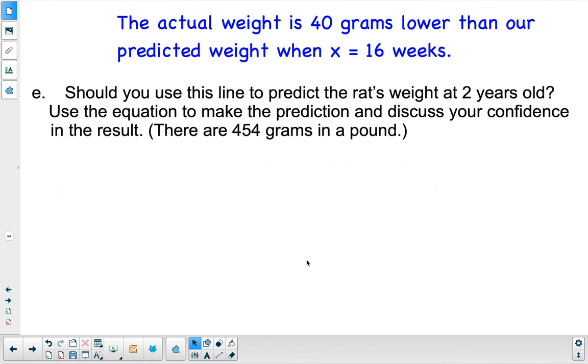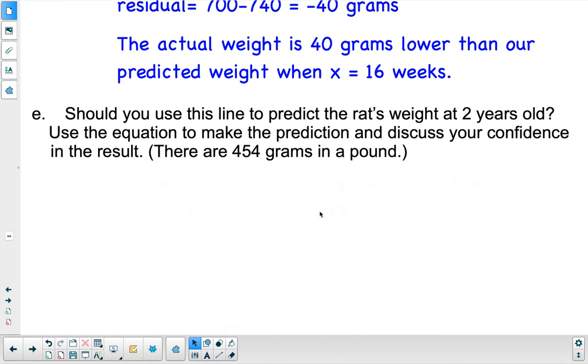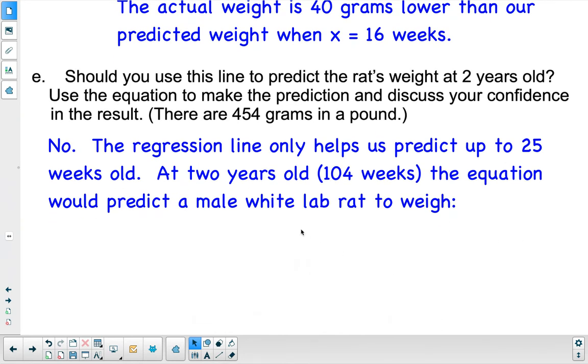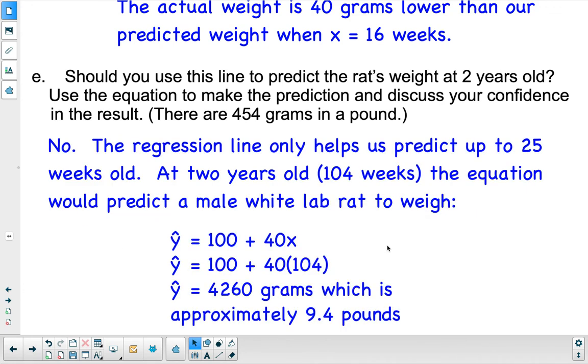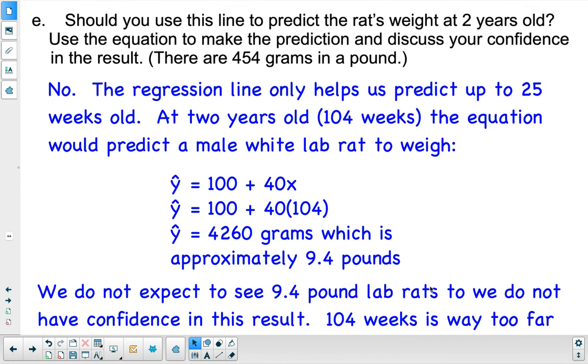Should you use this line to predict the rat's weight at 2 years old? So that's a different unit, 2 years, right? X is in weeks. Use this equation to make the prediction and discuss your confidence. There are 454 grams in a pound, just for reference. So if you make this calculation, if you substitute 104 for x, that's at 2 years old, the equation is going to predict a male white lab rat to weigh 4,260 grams. So you input 104 to get your estimated weight after 104 weeks, which is 9.4 pounds. I do not want to come across that rat.